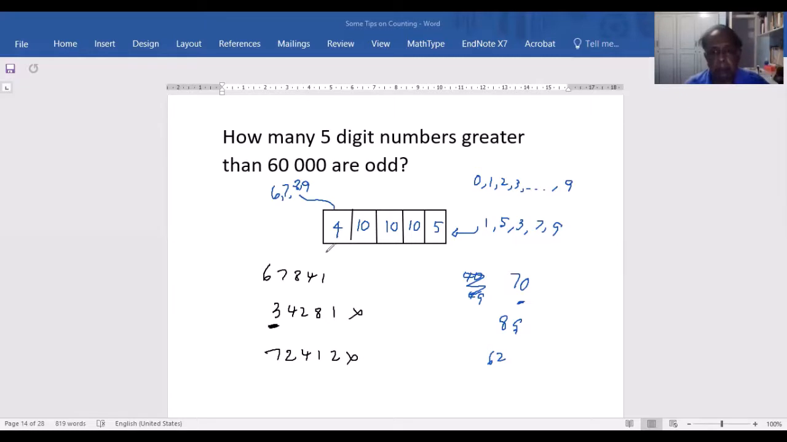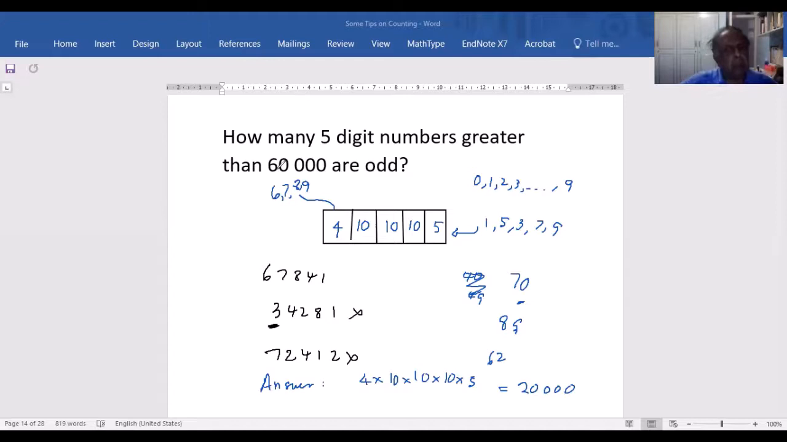So the number of numbers that you have is, according to the second counting principle, you have to multiply all these. You said M1 times M2 times so on. So the five numbers you multiply, and this is easy, 4 times 5 is 20, and you got 20,000. So there are 20,000 numbers which are odd, which are greater than 60,000, and having five digits.